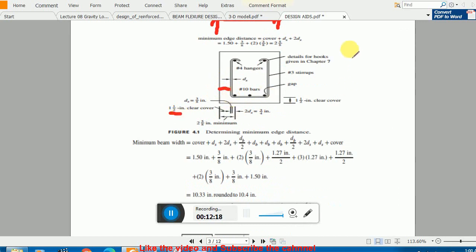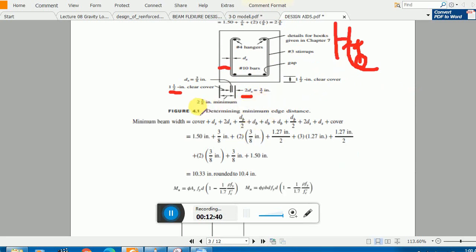The gap, remember, there is a gap when you bend your stirrup. Remember, this is not 90 degree. Okay, here we keep some kind of space. That space is basically equal to 2 times ds, or you can say the diameter of the stirrup. So that gap and then the distance up to the face, that distance is basically 2.5 by 8 inches minimum. And this is the way you can calculate the minimum width of the beam.